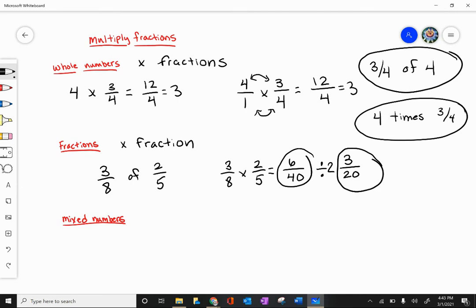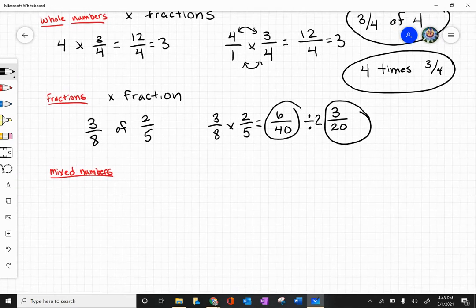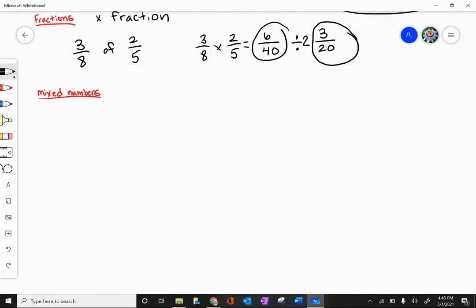The last example here is when you have a mixed number, so like 1 1/2 times 4. Say I have something that's 1.5 feet. I have a board that's 1.5 feet long, and I have 4 of them. How long would all 4 boards be?